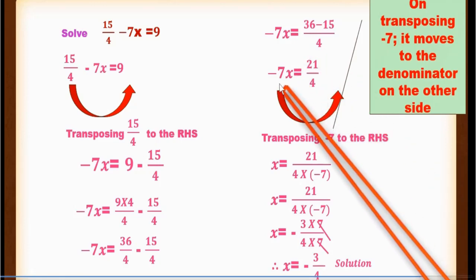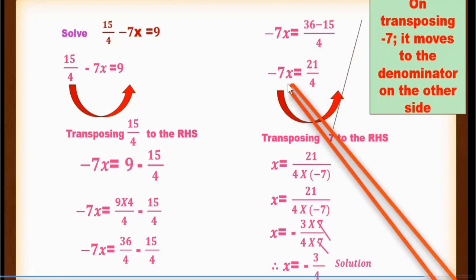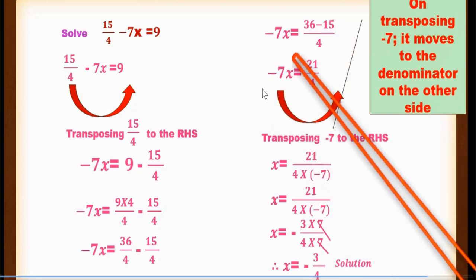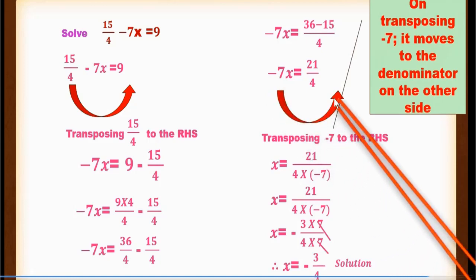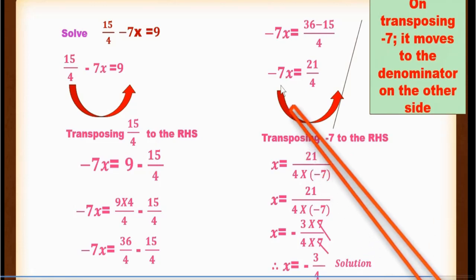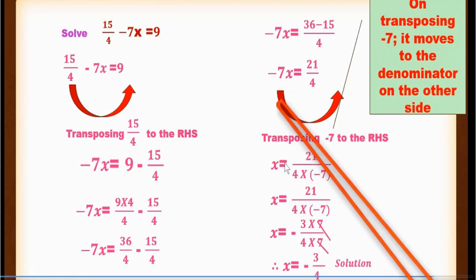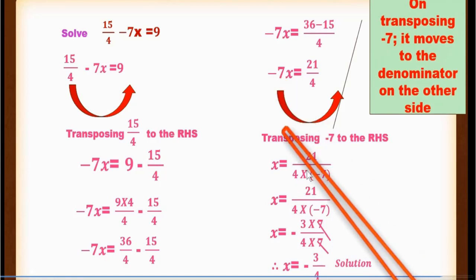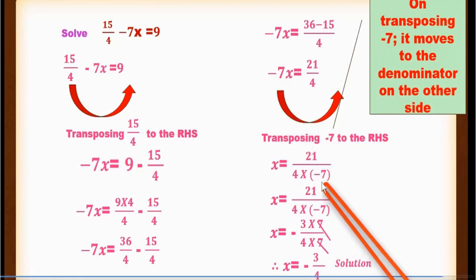Now, what do you notice in the LHS? Minus 7x. Now we have to eliminate minus 7. How can we do it? We will transpose minus 7 to the RHS. How can we transpose minus 7 to RHS? It is in multiplication in LHS. So it will become in division in RHS. It means it will move to the denominator in RHS. So do you notice that minus 7 is eliminated from LHS and has moved to RHS in the denominator?